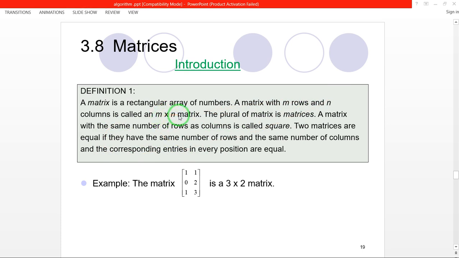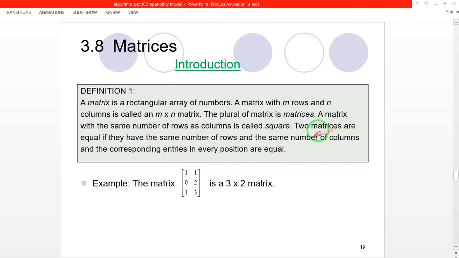matrix. So always keep in mind we write the row and then the column. If you write the column with the row, that will be wrong. So m cross n, row with column, is the accurate way of writing a matrix. Matrices is the plural of matrix, simple as that.